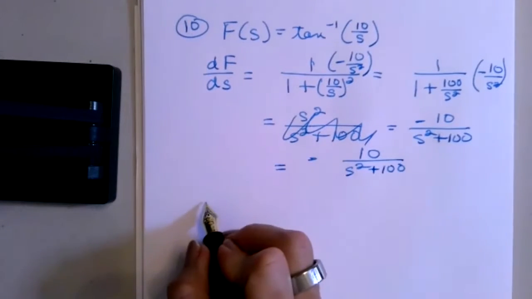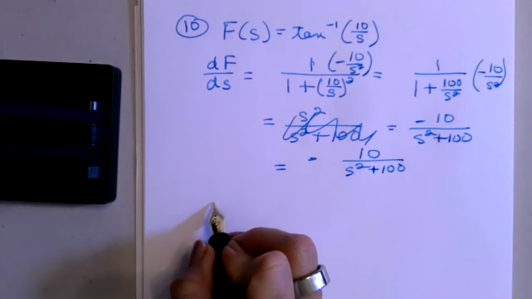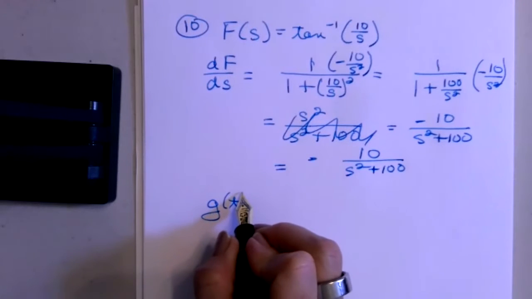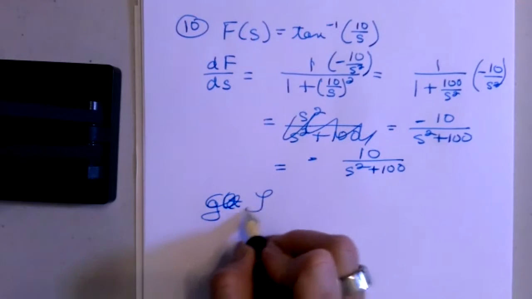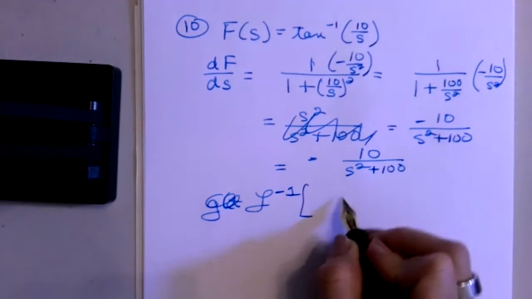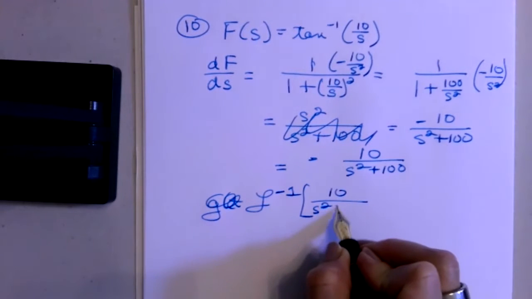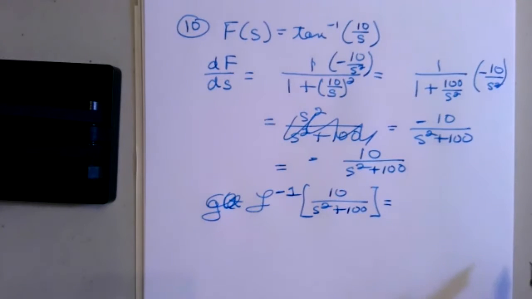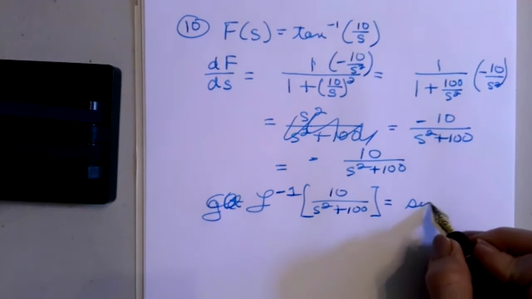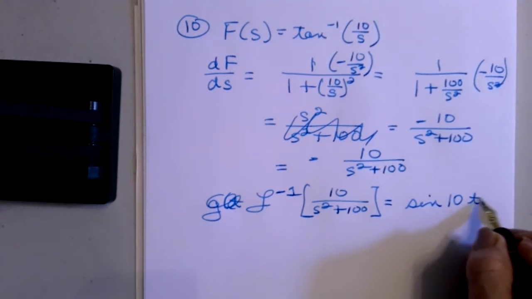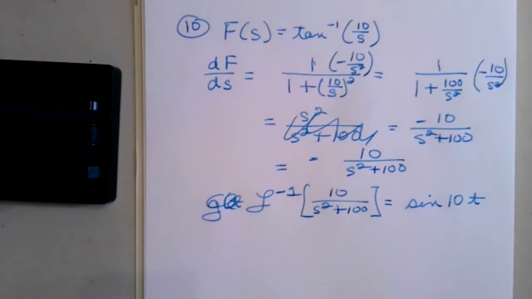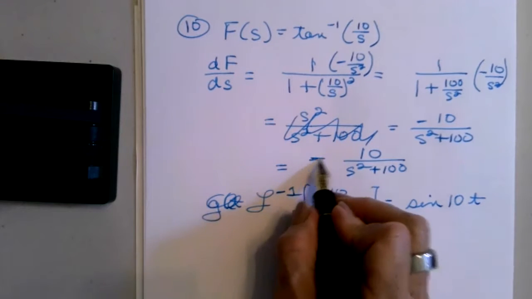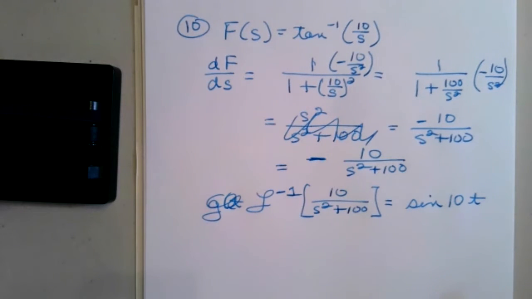So if you ask which function, let me call it G. Well, let's say, what is the inverse Laplace transform of 10 over s squared plus 100? If you look that up, you will get the sine of 10t. I think sine is the one with the constant. I'm pretty sure that's correct. And we have a minus sign out in front. Okay, that's easy to keep track of.